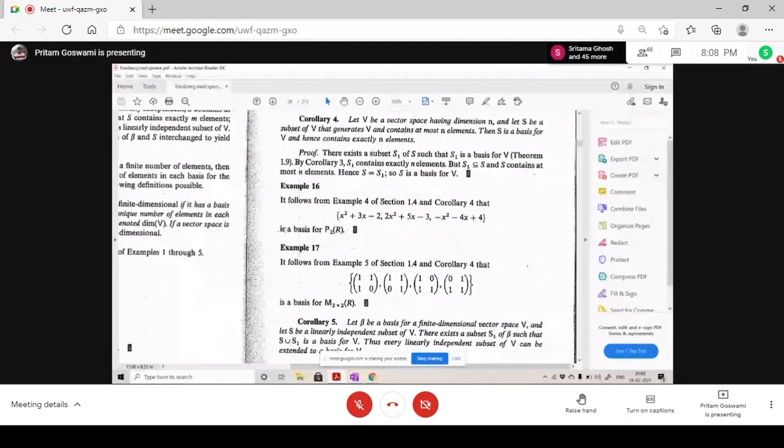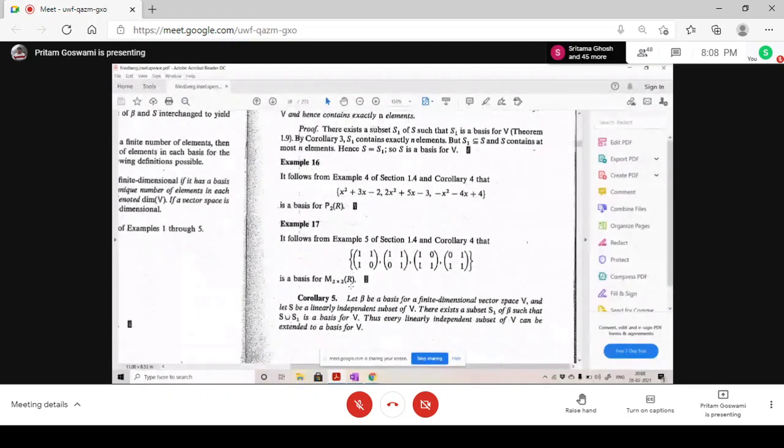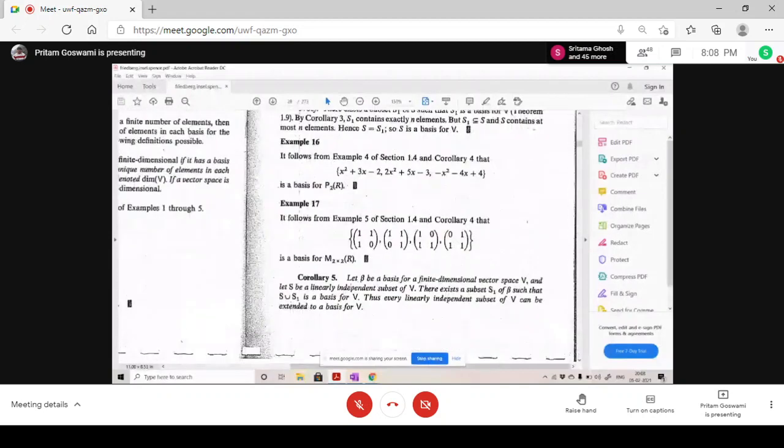The examples are there. You can check the examples, and this one is the final thing in today's lesson. Suppose beta is a basis of a finite dimensional vector space. What do you mean by finite dimensional vector space? There exists a basis which has a finite number of elements for V.